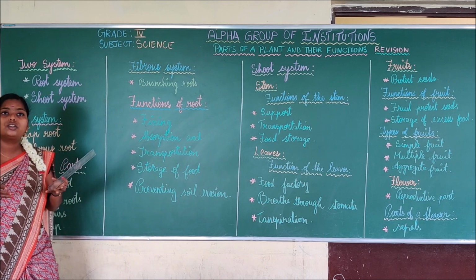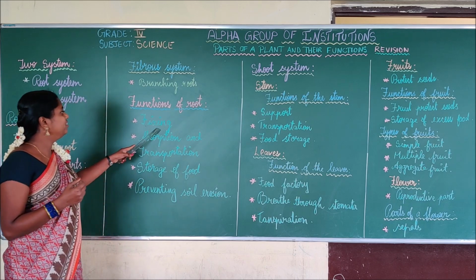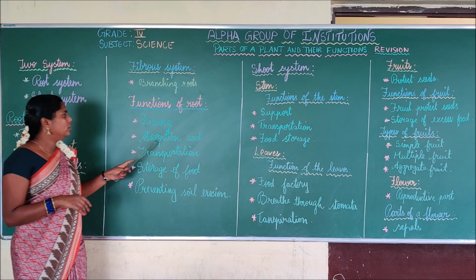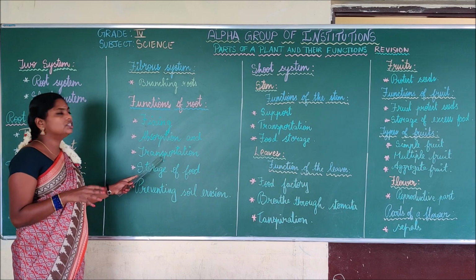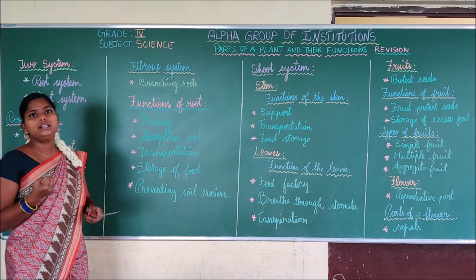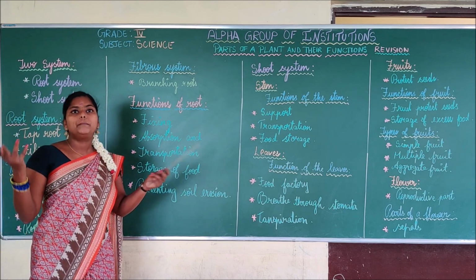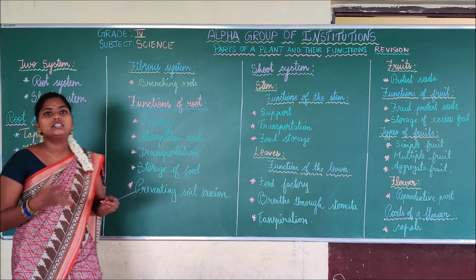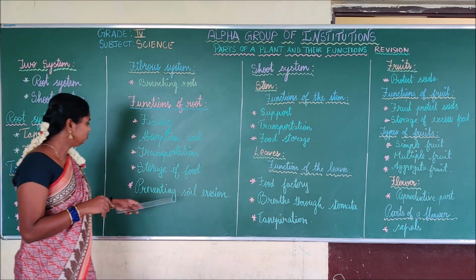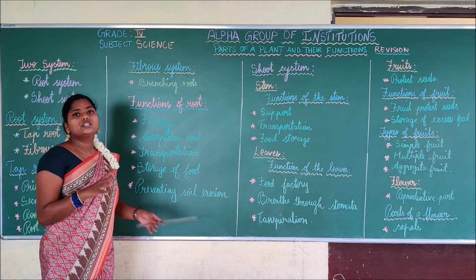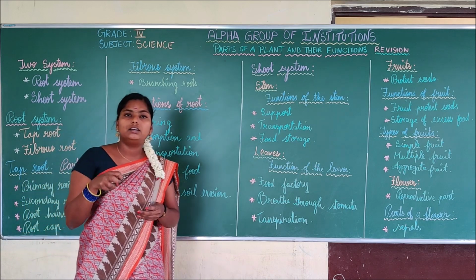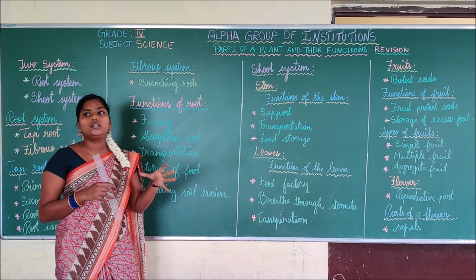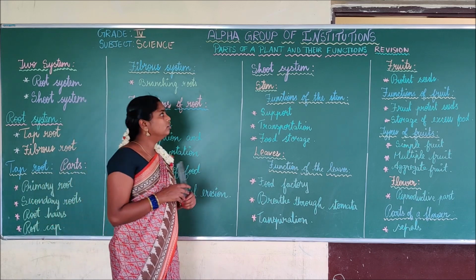So what are the major functions of the roots? Fixing. They will fix the plant tightly to the ground. Absorption and transportation. They will absorb the water and minerals, then it will transport it to the parts of the plants. Storage of food. So the excess food is stored in the root. Preventing soil erosion. So here the roots will catch the soil very tightly, and what happens here? It will prevent the soil erosion, so that it won't go away. Is it clear, students?